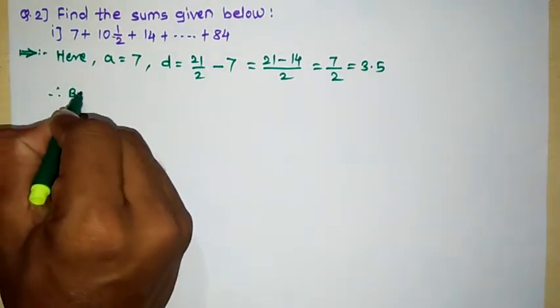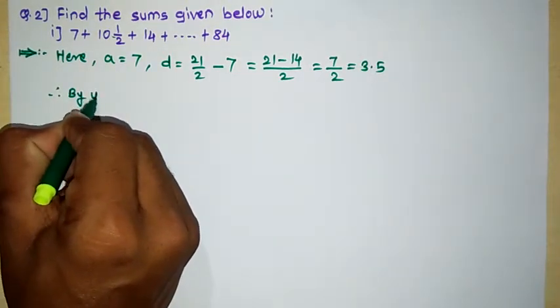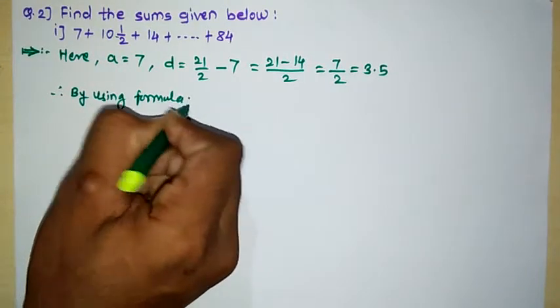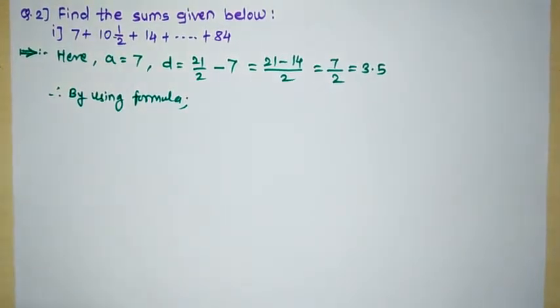Therefore, by using formula, which formula we have to use here first? See, check here. We cannot directly use the sum of the n terms because we don't know how many terms are here. हमारे पास कितने terms हैं हमें पता नहीं. Therefore we cannot use the sum of the n terms.